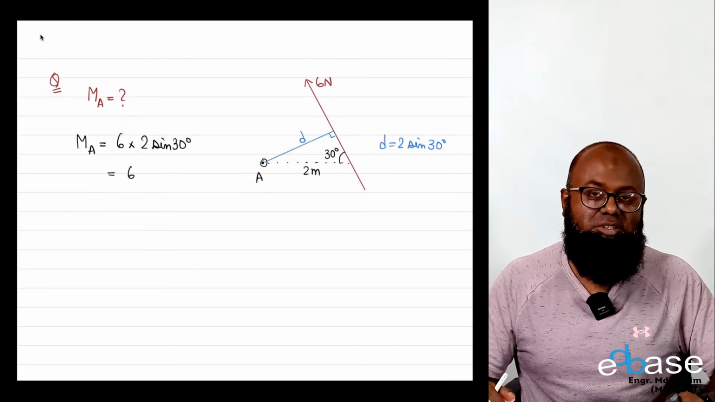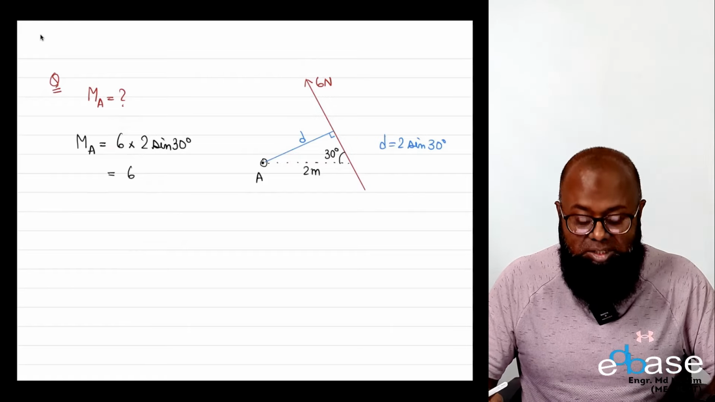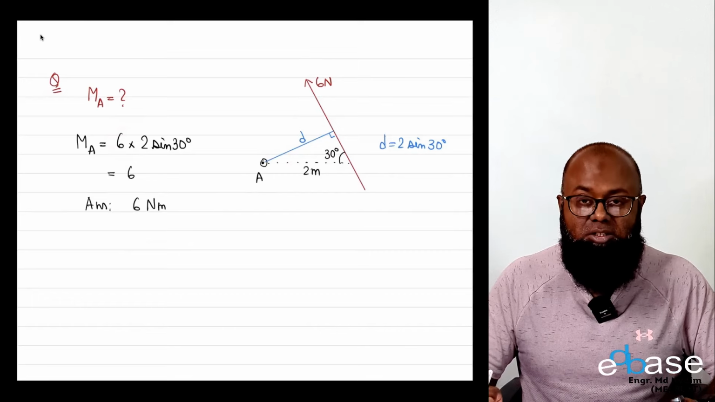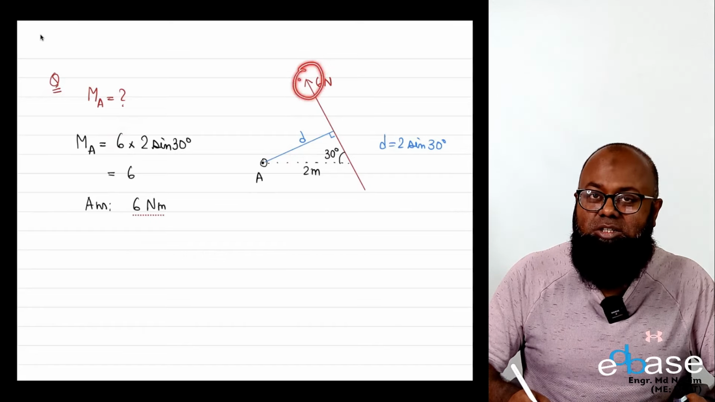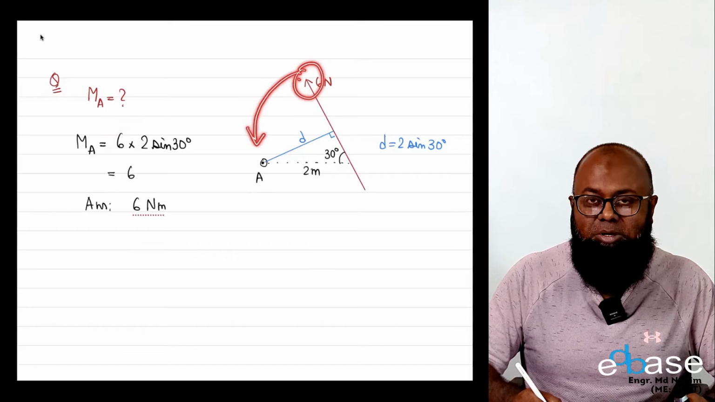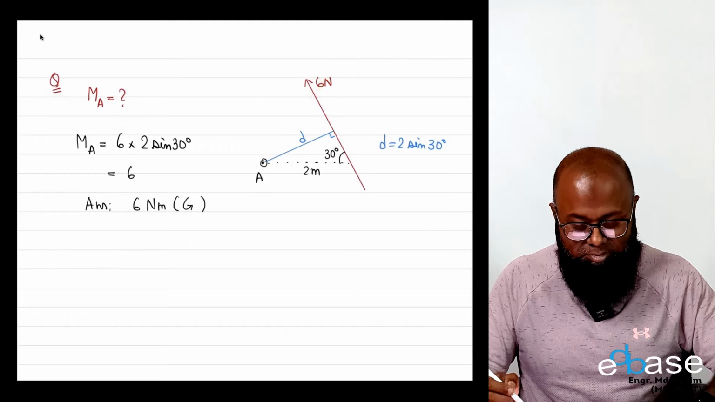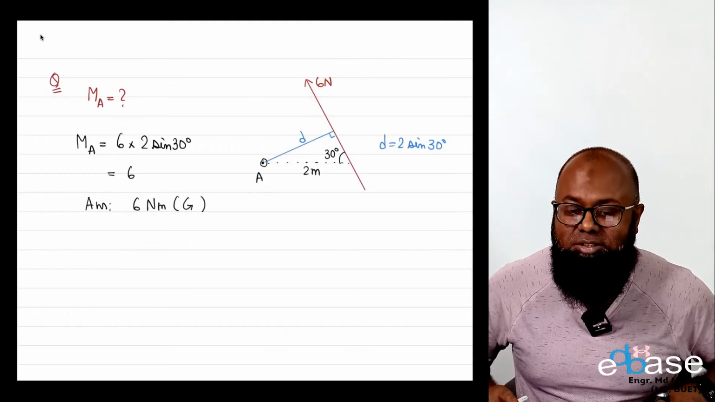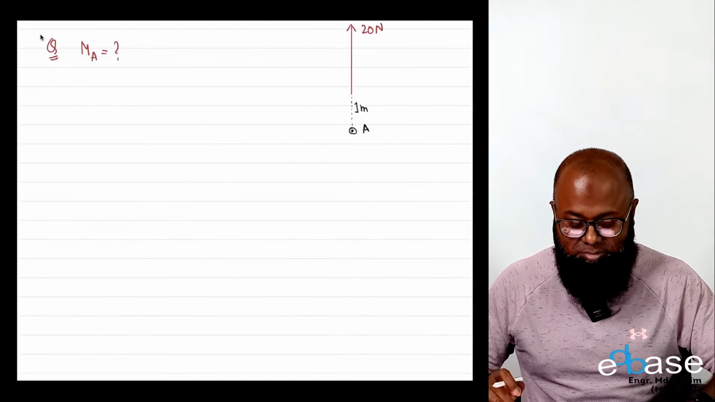So it is 6 Newton, guys. Now, how to represent the answer? We'll write 6 Newton meter. And what would be the sense of rotation? Take the arrowhead, bring the arrowhead to the reference point in the shortest path. It would be like this. So that means anti-clockwise. So it would be an anti-clockwise moment. Hope you have understood this example, guys. Now, let us go to the next example.